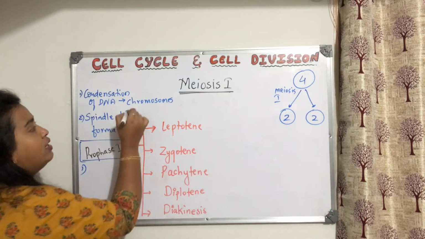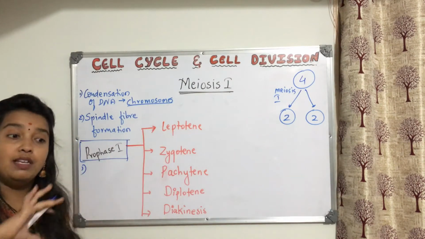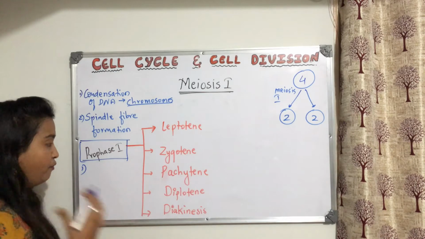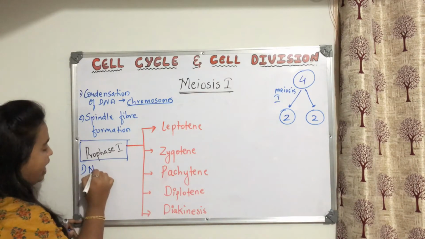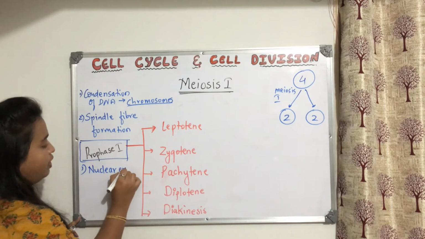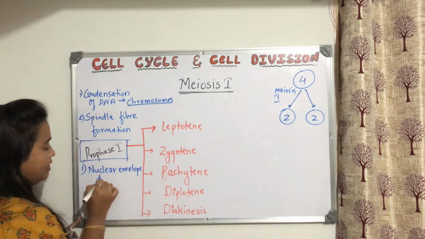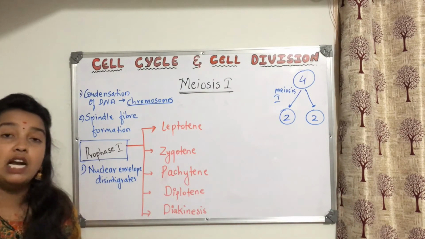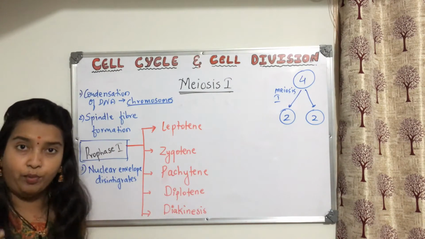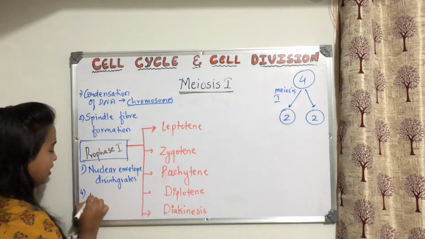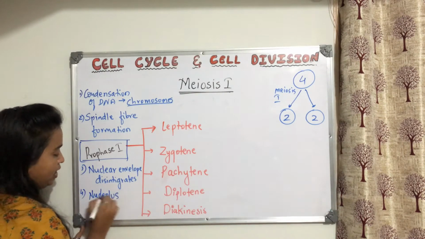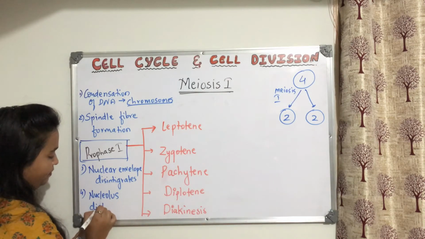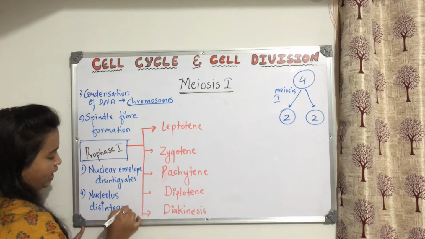Because DNA is getting condensed and forming chromosomes, space is required. And for that reason, if the nuclear envelope is there, there will be no place for the chromosomes to move. So the nuclear envelope disintegrates. Correct? Then as soon as the nuclear envelope starts disintegrating and DNA is condensing into chromosomes, obviously another thing which will disintegrate is the nucleolus. Nucleolus disintegration. Right?